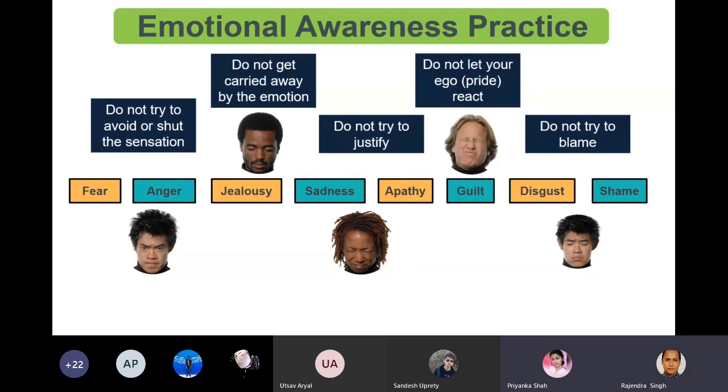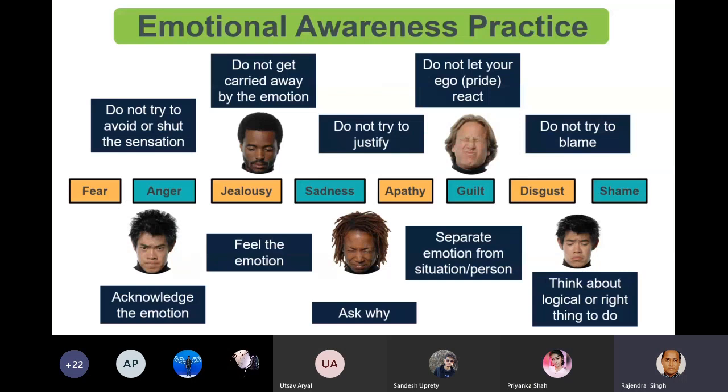All right, so let's look at something that you should be doing now. These are don'ts, so let's look at do's. If you feel an emotion, if you feel something, acknowledge it. Let's say you're feeling sad. Maybe you can internally say to yourself, I'm feeling sad, rather than running away from it, or trying to shut yourself off or avoid it. Acknowledge your emotion.